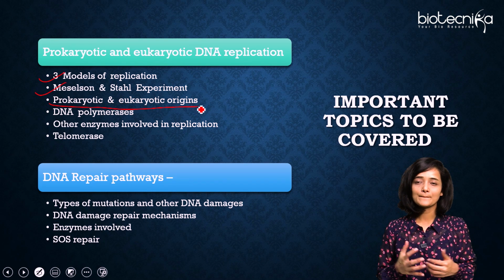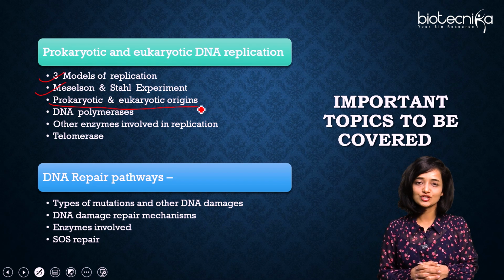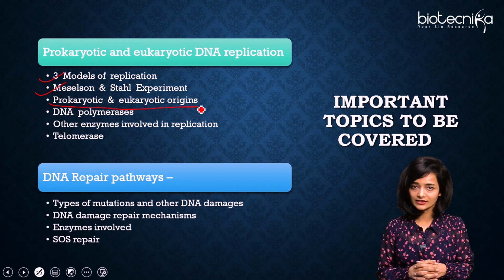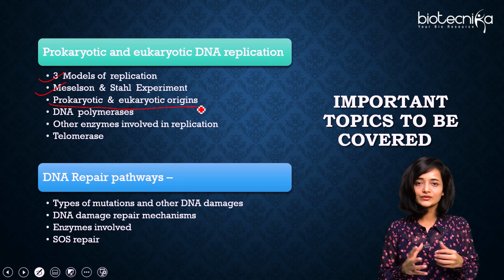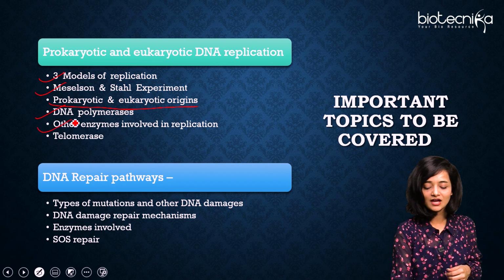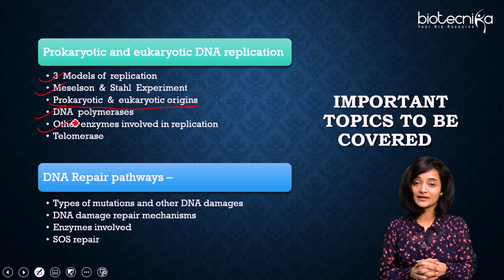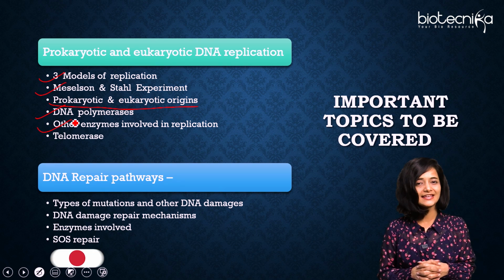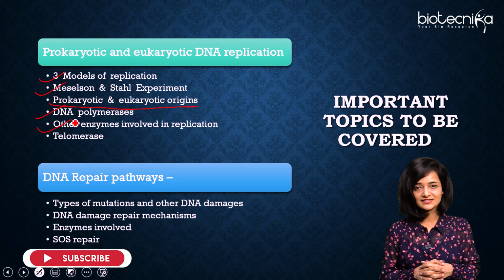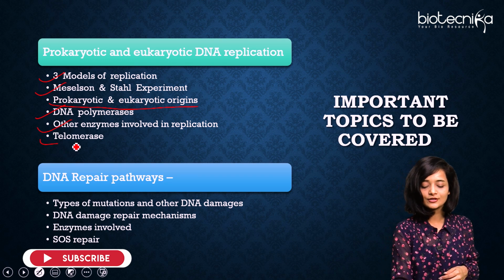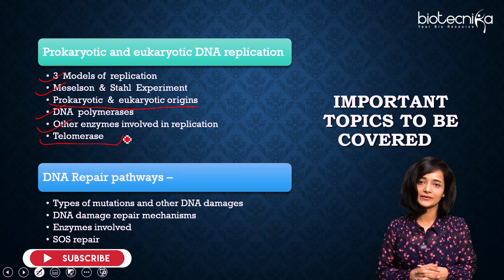DNA polymerase is the core enzyme used in replication machinery, its types and differences. You also need to know about the other enzymes involved in the replication mechanism, such as helicases, gyrases, DNA ligases, topoisomerases, etc. And telomerase is also an important topic that you need to cover.